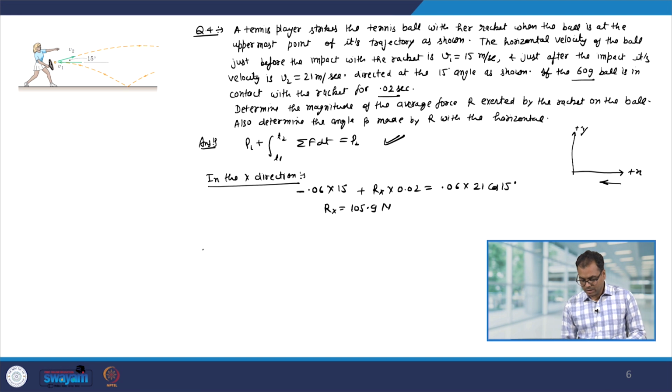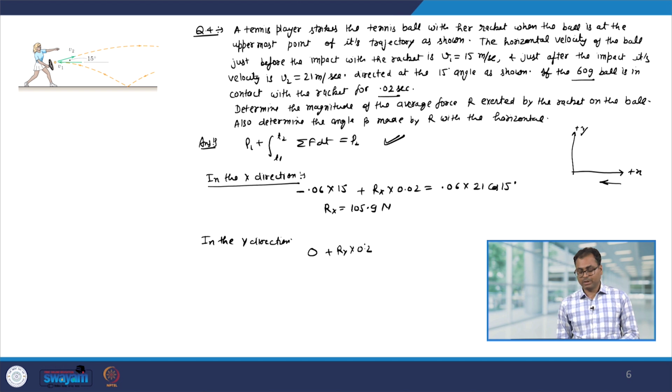Now, let us use this equation in the y direction. Initially there is no momentum, so that is 0 plus Ry into 0.02 equal to 0.06 into 21 sin 15 degree, and from here you can find Ry. It comes out to be 16.31 Newton.